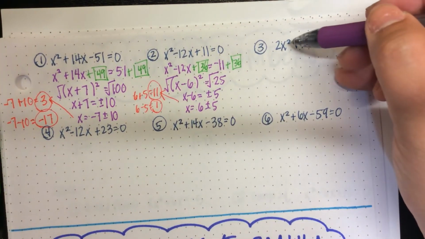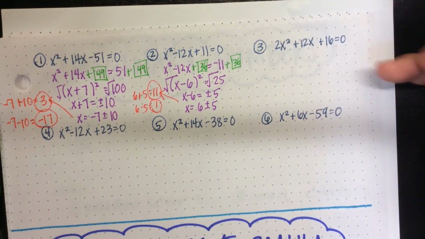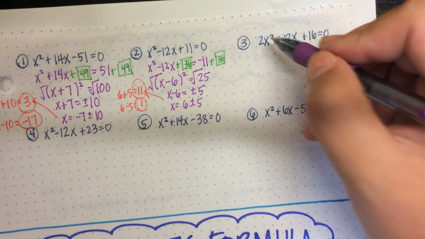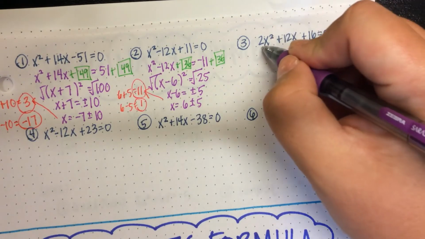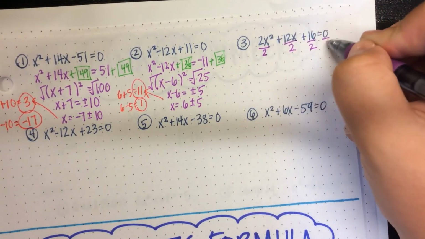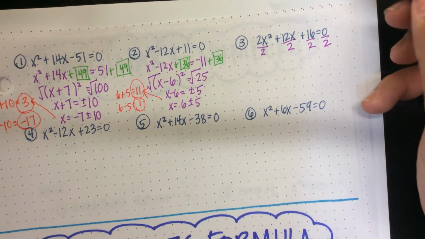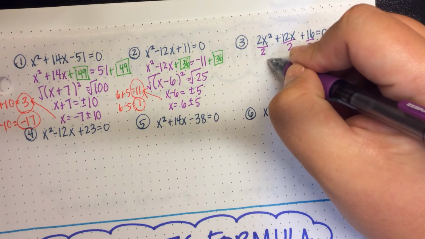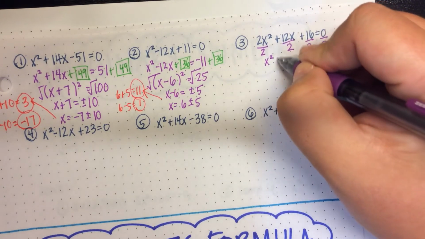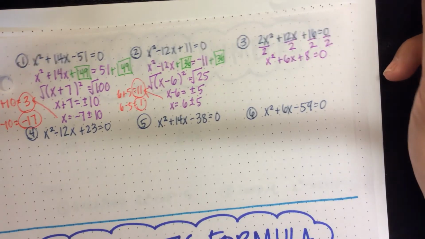I can't complete the square until I get 1x squared. It's got to be a plain Jane trinomial. So I can get rid of the 2 by dividing. And as long as I do it to every single thing on both sides, I don't change anything. But you have to divide everything by 2. So then this one's going to give us x squared plus 6x plus 8 equals 0.